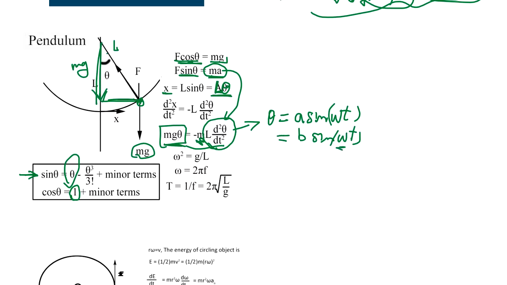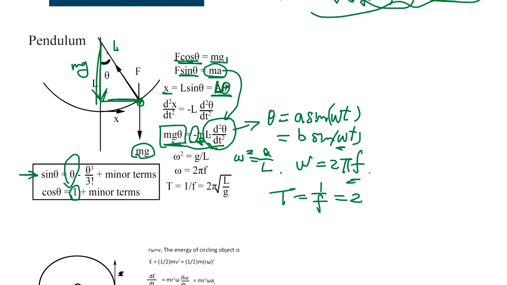So this omega, if you take a derivative twice, then the sine changes, they match up with theta. We cancel the theta out, so omega square is going to be, move L over here, g over L, right? Since omega is 2 pi f, frequency, then the period is 1 over f equals 2 pi square root of L over g. So the period of a pendulum is a function of length and the gravity acceleration.